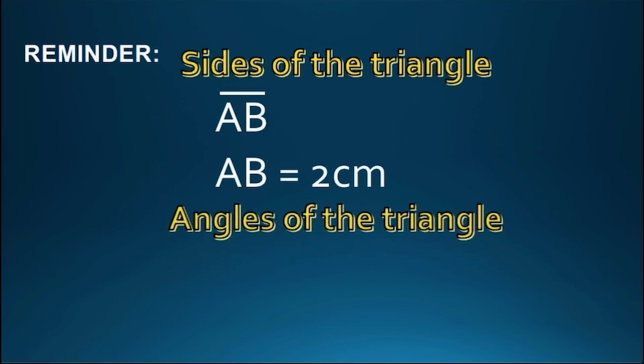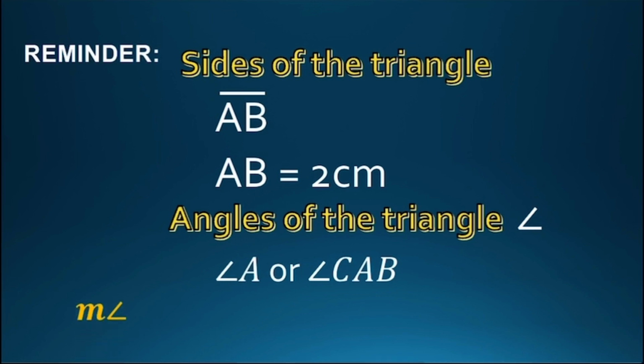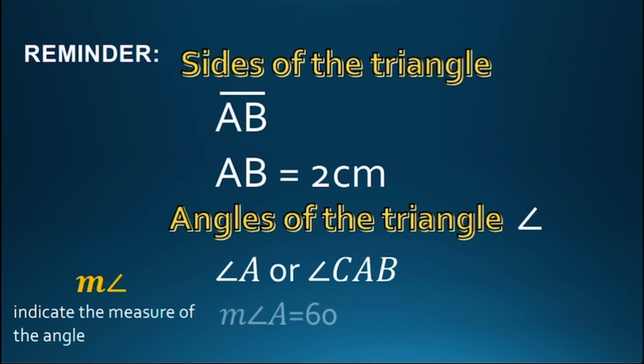And for the angles of the triangle, you use the symbol of angle before the name of the angle to refer to the angle itself. For example, angle A or angle CAB. But you use the notation degree measure of angle before the name of the angle to indicate the measure of the angle. Example, degree measure of angle A is equal to 60, or the degree measure of angle CAB is equal to 60.